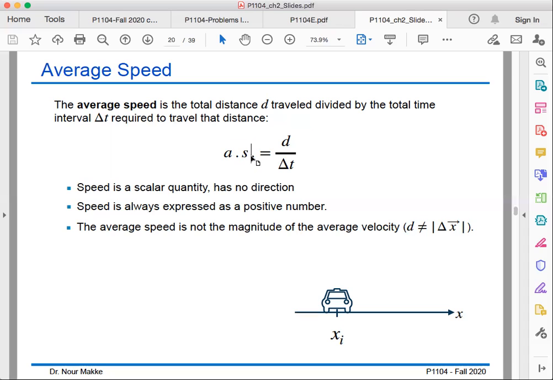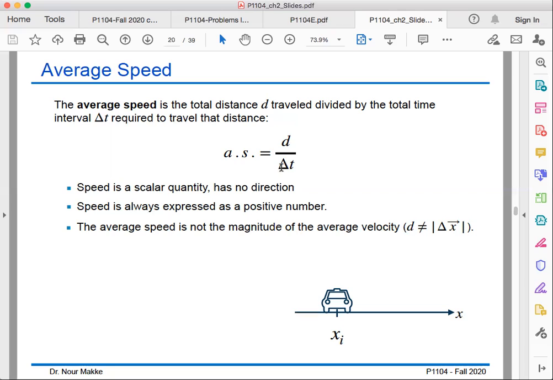Now we have to specify a few properties of this new variable. First of all, the speed is a scalar quantity, which means that it's a number and it has no direction because it's not a vector. The speed is always expressed as a positive number, because as you can see from the ratio here, the distance is a positive number. It's a scalar quantity as well. And delta t, which is the time, is also always positive, because time increases and you don't have a decreasing time.